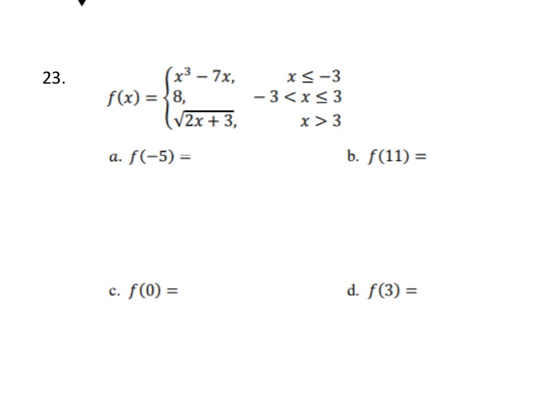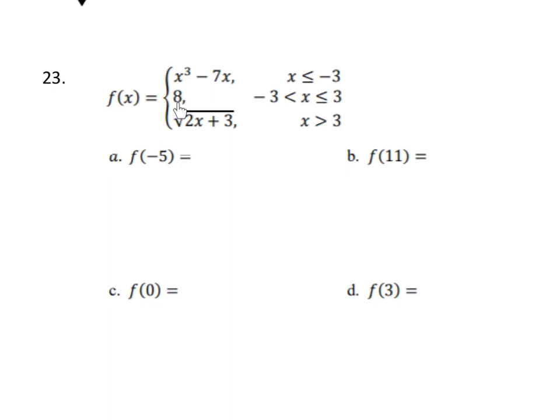All right, so in question 23, you're given 4 different inputs for this function. This is a piecewise function. That means that this is a graph that's broken into pieces, and each piece is a different function. And so we have one of the pieces is x to the third minus 7x if x is less than or equal to negative 3.